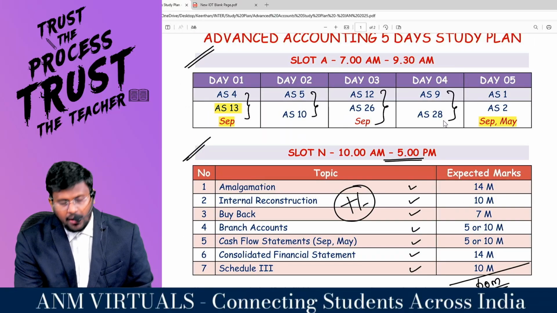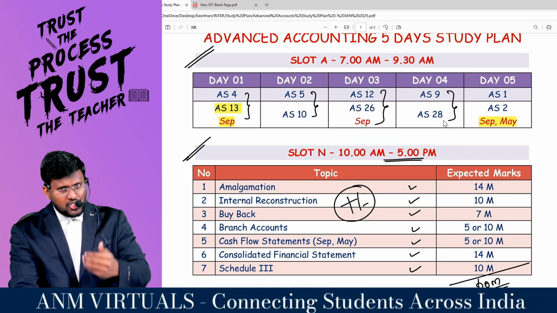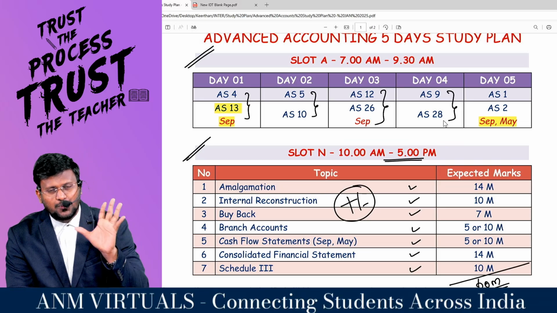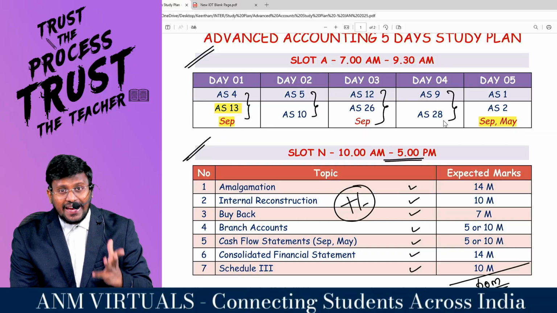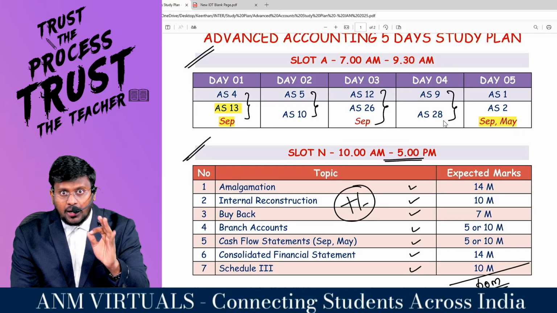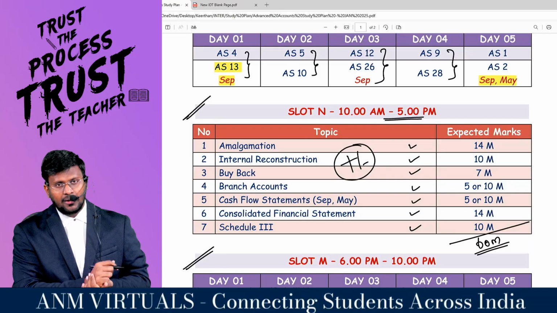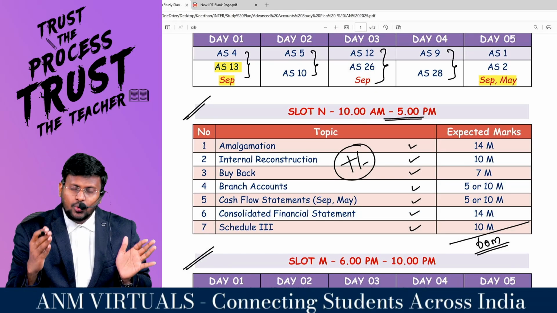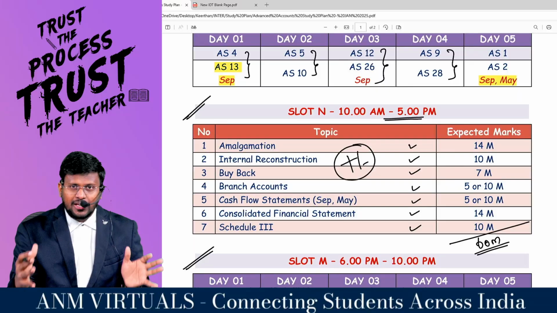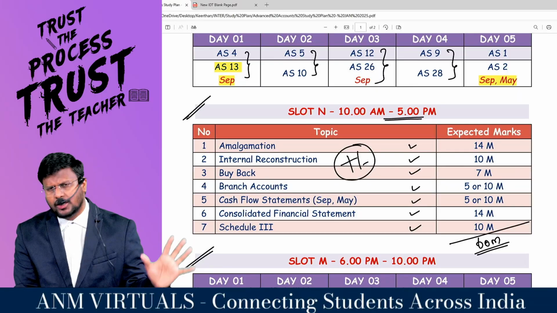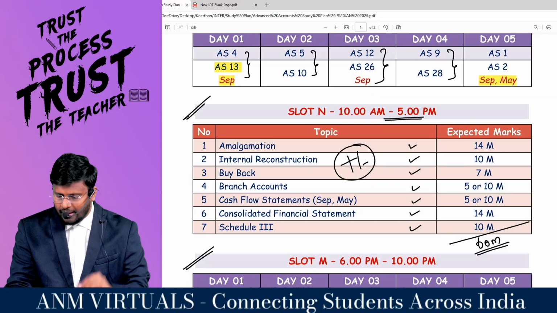Coming to day number 4. We are much nearing to examination. Morning AS 9, one of the expected AS for this attempt. AS 28, impairment, another "I love you" area for ICAI. Revise it very properly. AS 28. Then 10 to 1, 14, 7 question. 2 to 5, 7 question with plus minus approach. I believe that you clearly understood what is plus minus approach. I have clearly explained that.